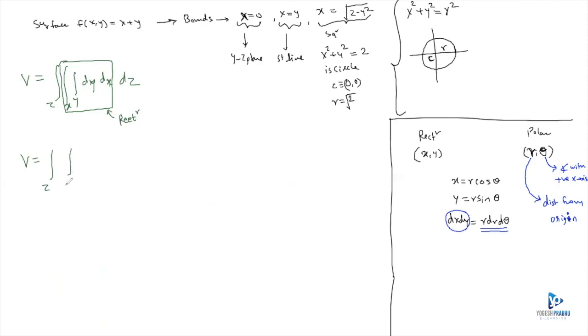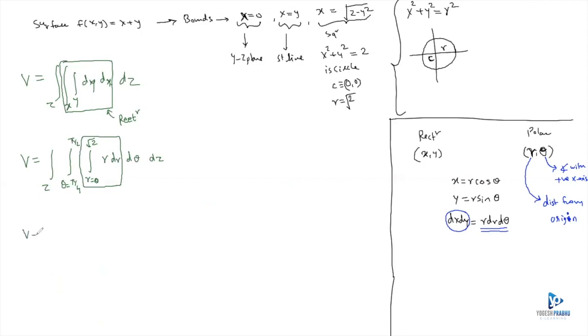Tell me, the range of theta was what? Pi over 4 to pi over 2. And the range of R was? Lowest was 0. The highest was square root of 2. Then dx dy was R dr d theta. And dz stays as it is. So first we'll integrate this.